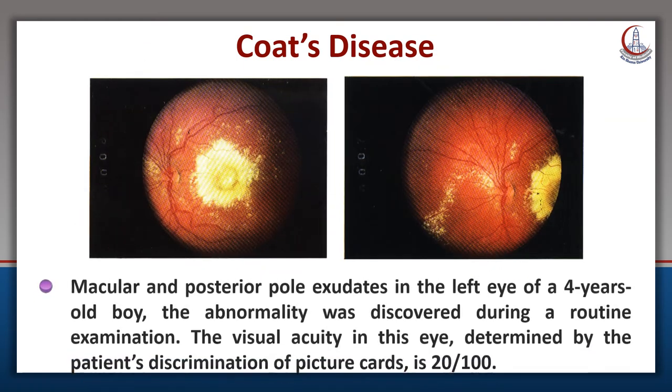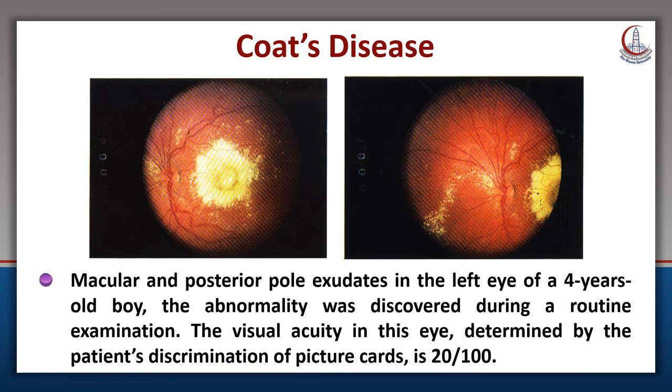What about Coats disease? Coats disease usually occurs more in males, and is usually unilateral. So this is leukocoria in the left eye of a 4-year-old boy, noticed during routine examination. The visual acuity is 20/100.